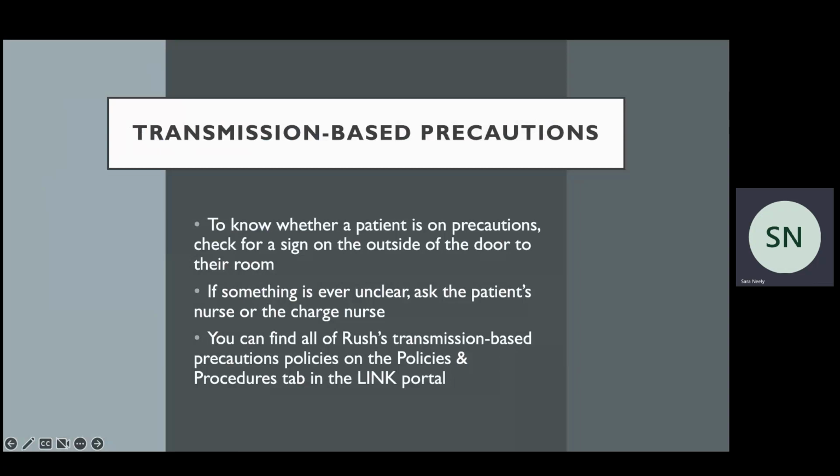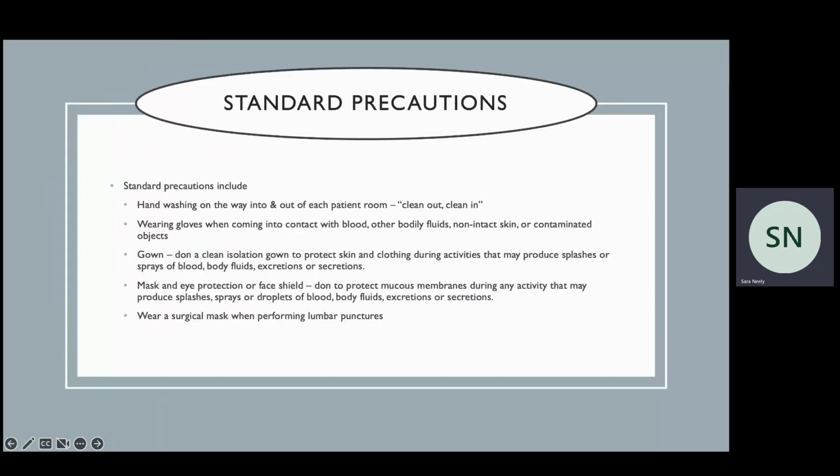If you want to know whether a patient is on precautions, just check their room door for a sign. You can also check their chart to see if precautions are noted, but sometimes this can be delayed. It can take a while. So checking for the sign first is best. And if something is ever unclear, ask the nurse, the charge nurse, nursing assistant. They'll all be able to guide you. And you can always find Rush's policies in the Link portal, and I'm going to show you how to do that at the end of the presentation.